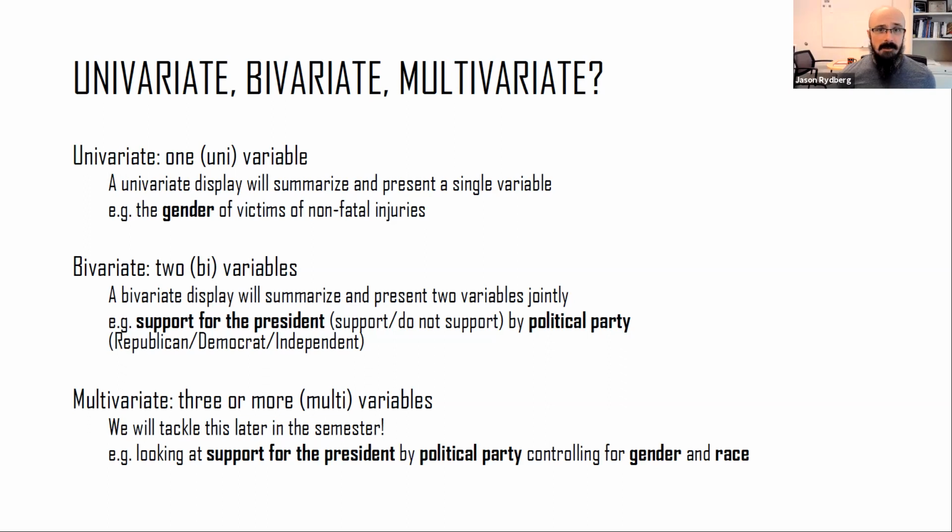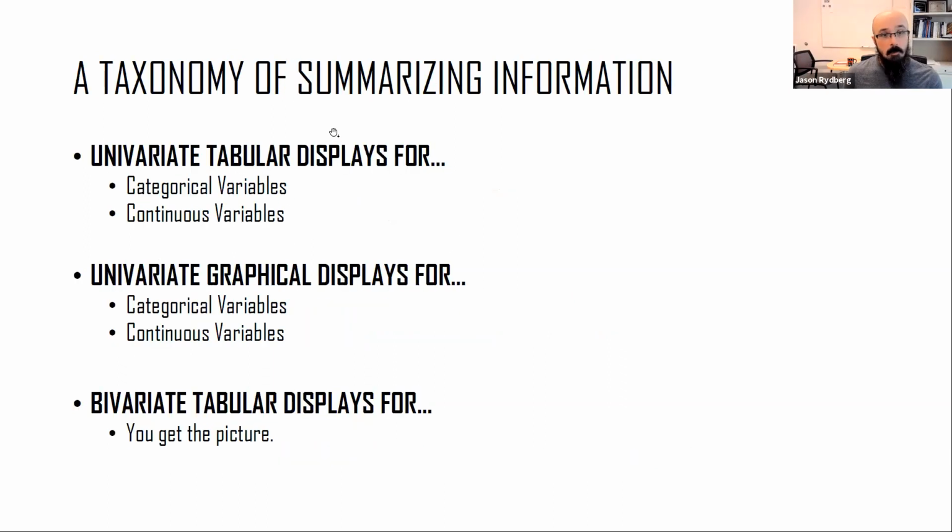These can be useful depending on the context, but often univariate and bivariate are going to get us most of the way to where we need to go. So what we'll talk about here is covering univariate tabular displays for categorical and numeric variables, univariate graphical displays for categorical and numeric variables, and then bivariate tabular displays, et cetera. So we're going to go through this as a taxonomy for our discussion here.